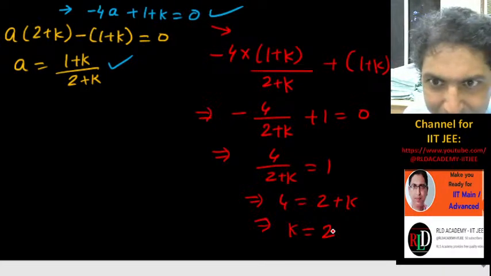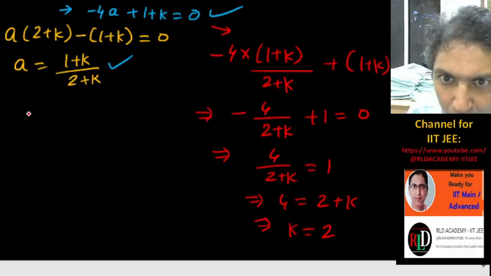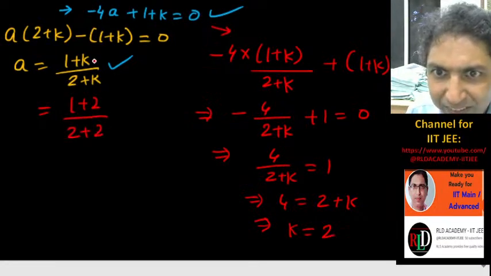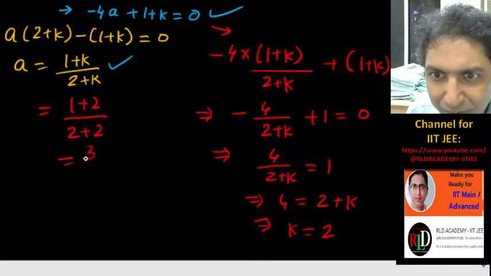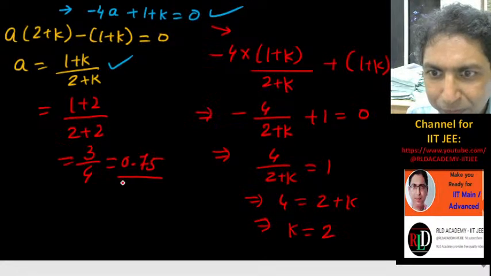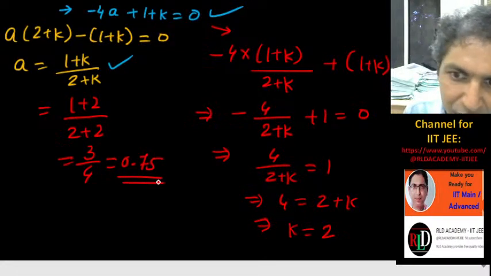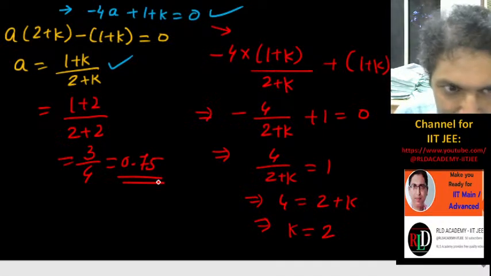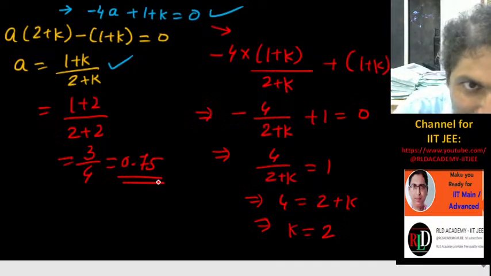Is it okay? And once we will get k equal to 2, what is a? 1 plus 2 upon 2 plus 2. So I replace k here. So it is 3 by 4, means 0.75. So a value is 0.75 and k is 2. Any doubt, please let me know. This is one critical problem.